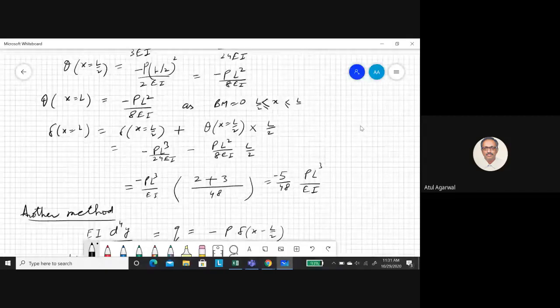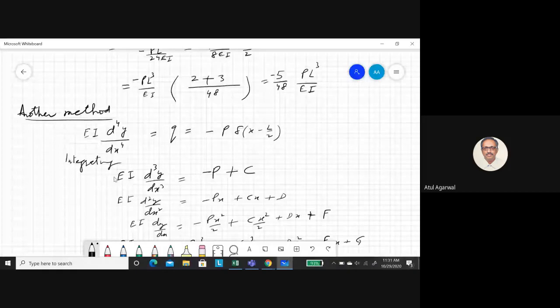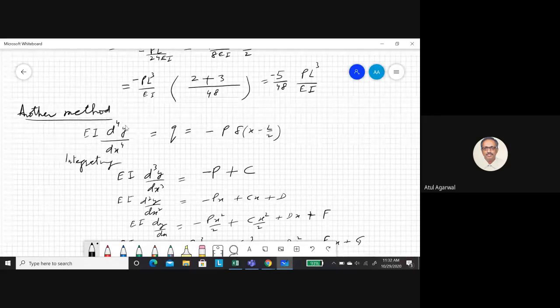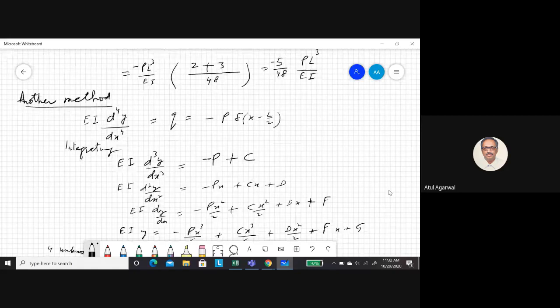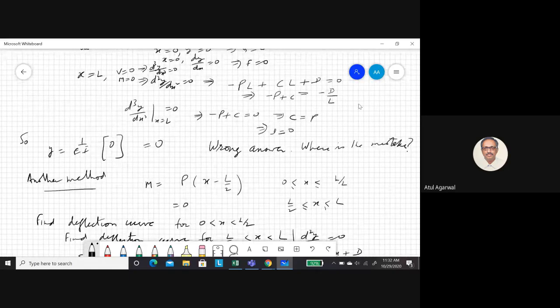Now there is another method of doing this. This kind of an equation will be valid for your beam: EI into fourth order derivative of y is equal to Q. So this we'll do again later on. Something is wrong here, so I'm skipping it for the present.